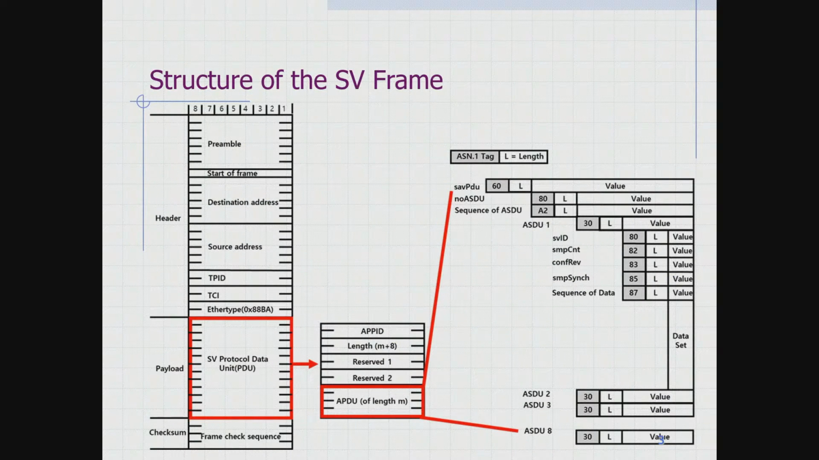The SV frame follows the revised Abstract Syntax Notation One, specified by Basic Encoding Rules, a tag, length, value encoding scheme. This figure illustrates the SV frame structure, which consists of a header, a payload, and a checksum.